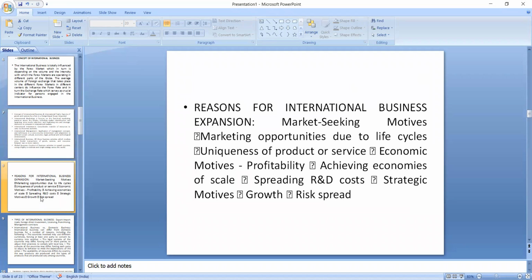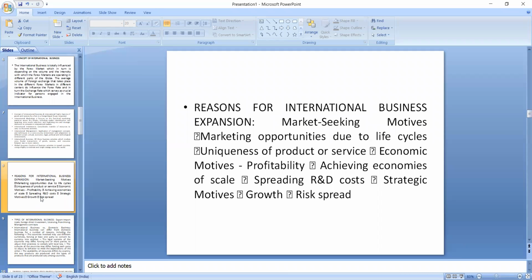Reasons for international business expansion. Why this international business expansion? Market seeking motives: marketing opportunities due to life cycles, uniqueness of product or service. Economic motives: profitability, achieving economies of scale, spreading R&D cost. Strategic motives: growth, risk spread.